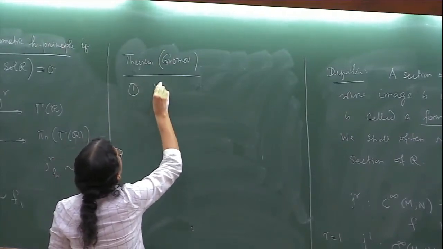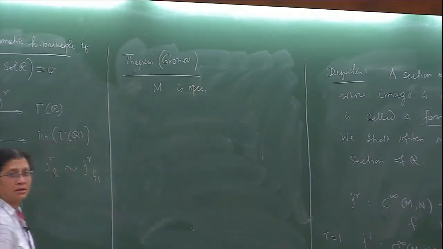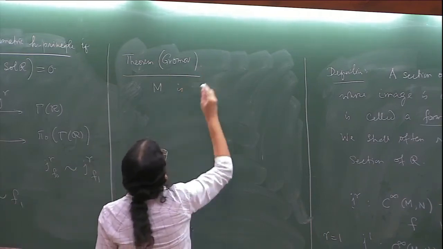First of all, the base manifold M is open. Okay, so that leaves out many nice spaces. Open manifold means which is not closed. What are closed manifolds? Closed manifolds are compact without boundary. That means spheres, projective spaces, so they are already ruled out. But if you take out just one point from a sphere or projective space, it becomes an open manifold. So M is an open manifold.